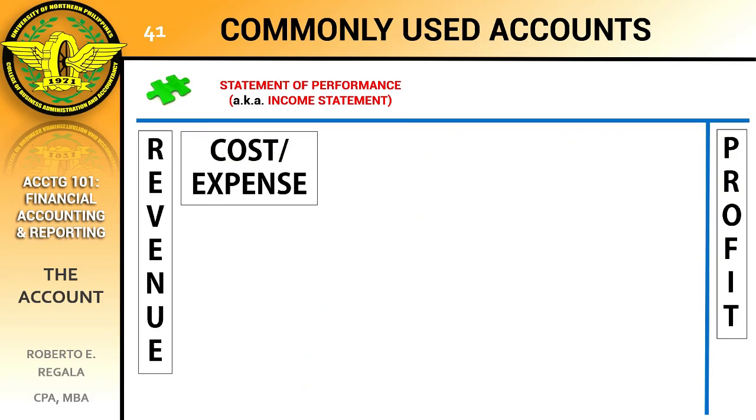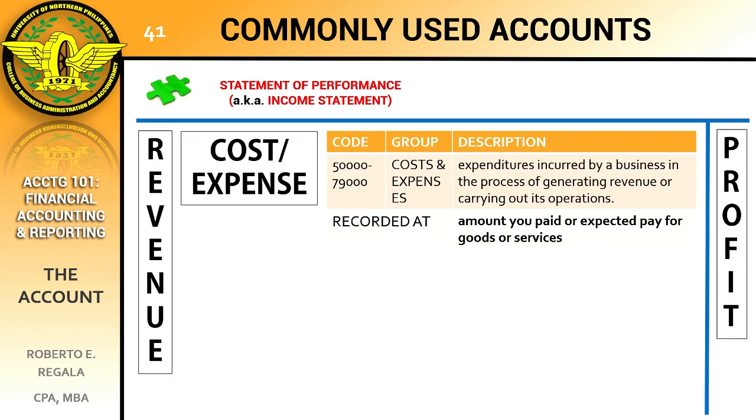Cost and expense accounts. After revenue and income, we have the last category of accounts, costs and expenses. Costs and expenses are expenditures incurred by a business in the process of generating revenue or carrying out its operations. Think of it like the money a business spends to keep things running and to make money.